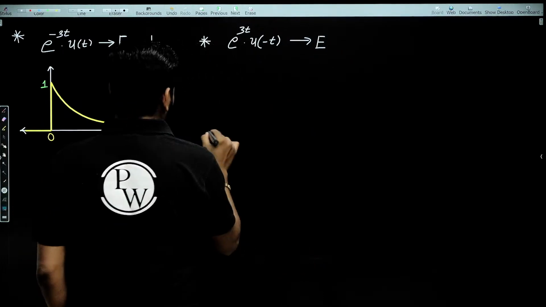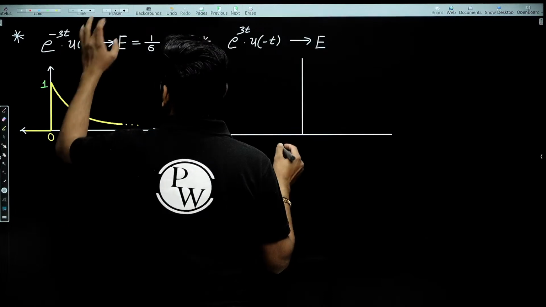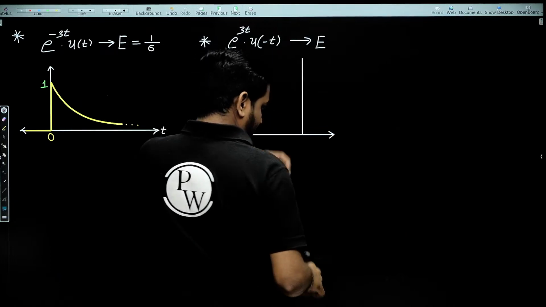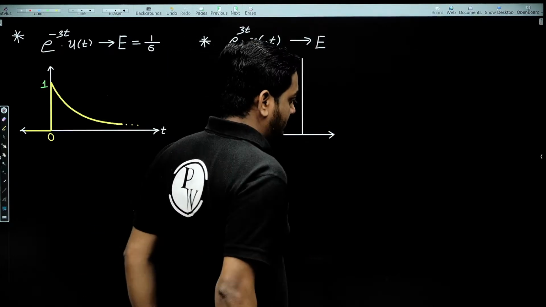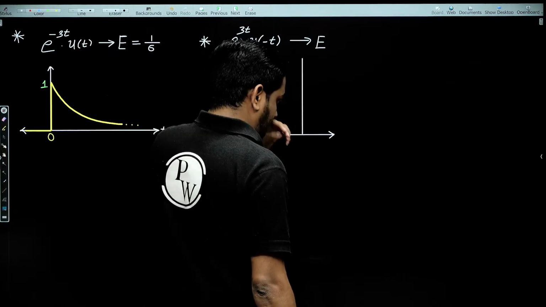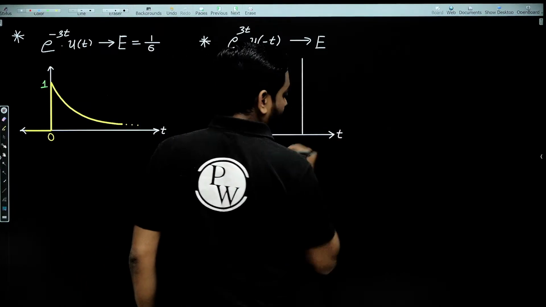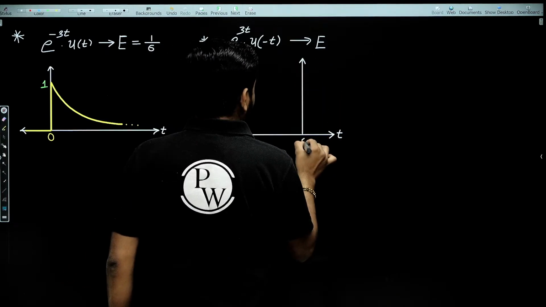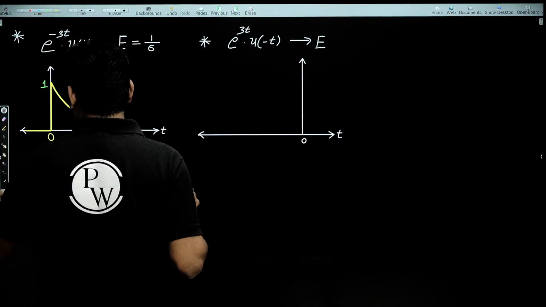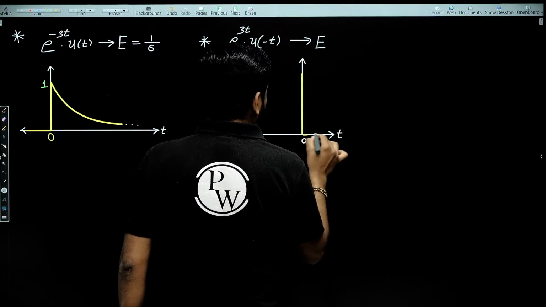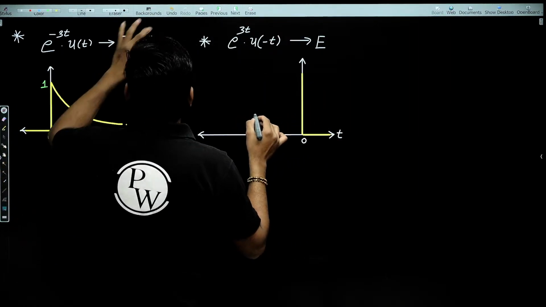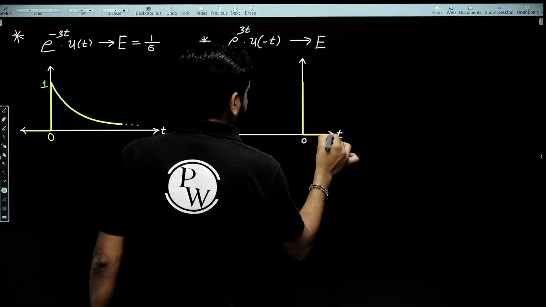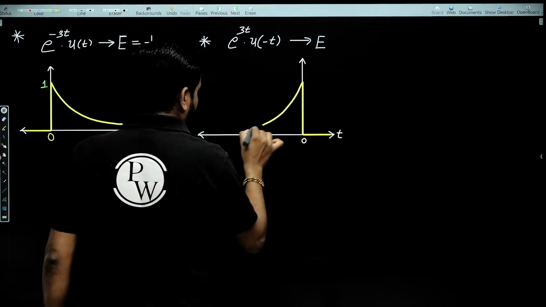So what will be the energy of this signal? Will remain same. Can time reversal operation change the energy of the given signal? Tell me. So time reversal operation, just folding with respect to y-axis. Time reversal means what? Folding with respect to y-axis, correct? Folding with respect to y-axis will be like this.